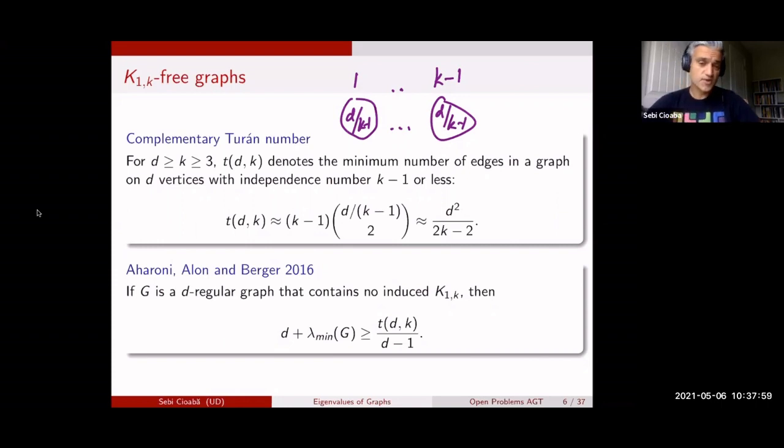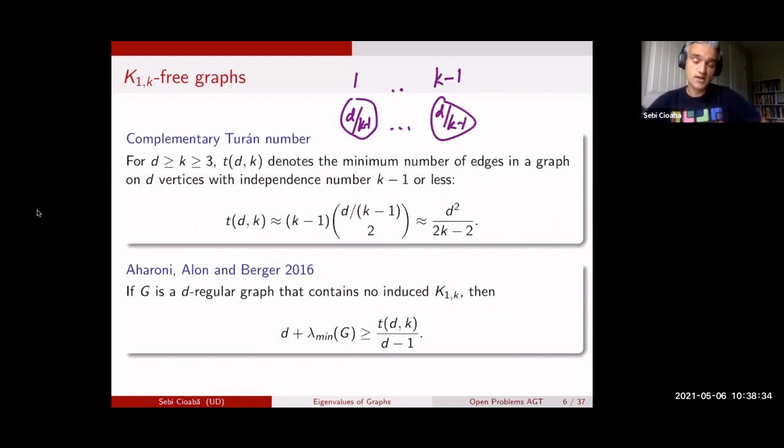And in 2016, Aharoni, Alon, and Berger have a paper in the Journal of Graph Theory in which they prove this bound. They prove a more general bound, for the largest eigenvalue of the Laplacian matrix for a general graph. It doesn't have to be regular. But if you translate their result for regular graphs, again, all my graphs will be connected, it says that if you have a connected d-regular graph that contains no induced K_{1,k}, then d plus lambda min, this gap, moves away from zero. That's kind of how you should see this.